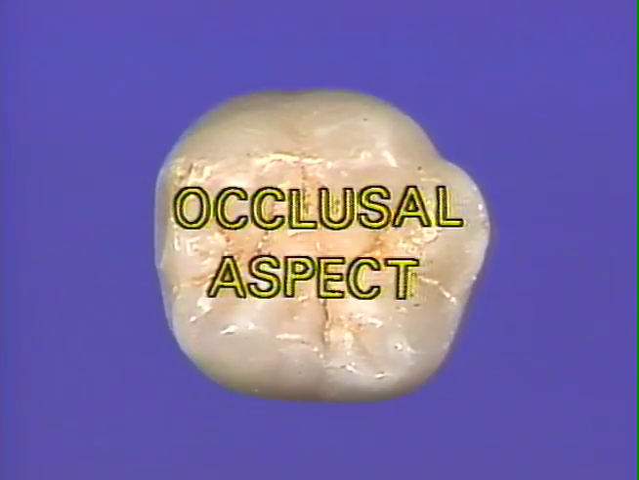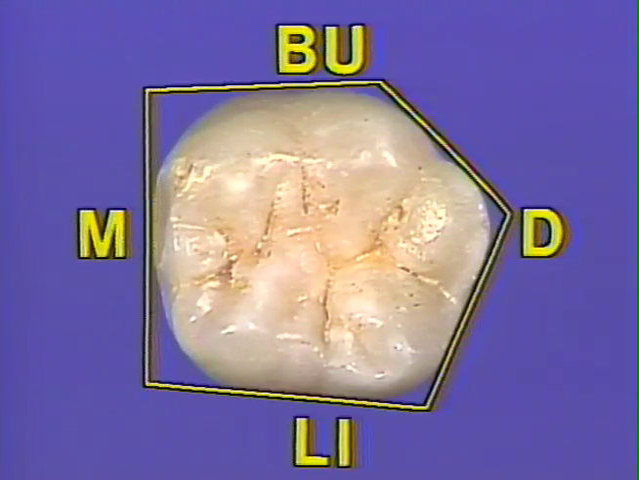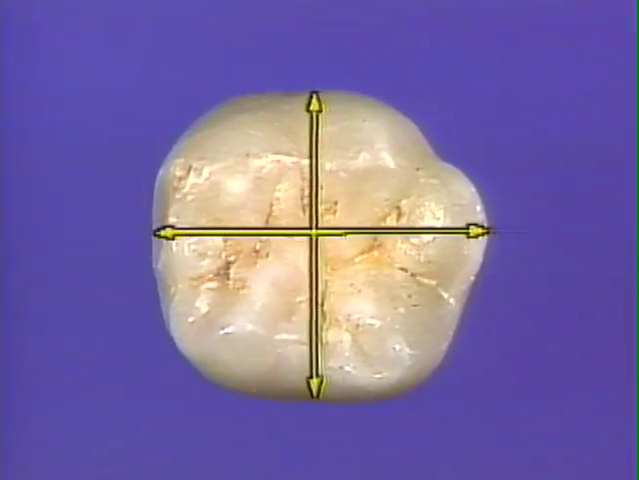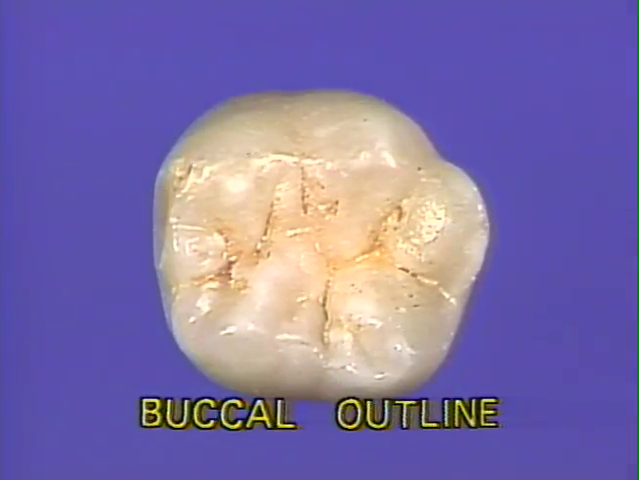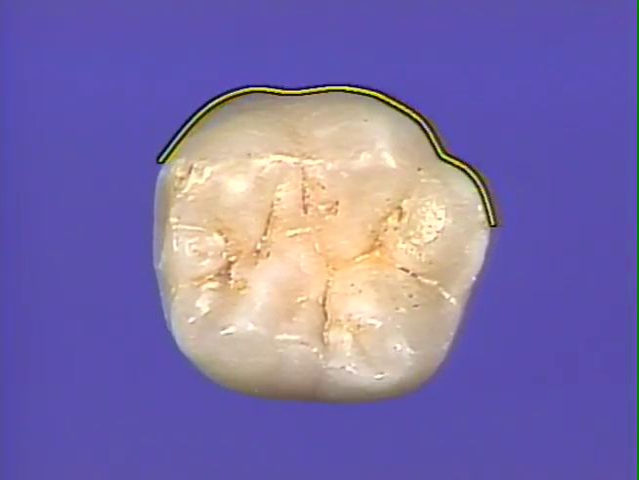The occlusal aspect. The occlusal outline is roughly pentagonal in shape, with the distal portion of the buccal outline noticeably converging toward the lingual. The crown is wider from this aspect mesiodistally than buccolingually. The buccal outline. The buccal outline is divided into three portions by the two buccal grooves, all of which are convex. The relative width of the three portions decreases distally. The buccal line angles are rounded.